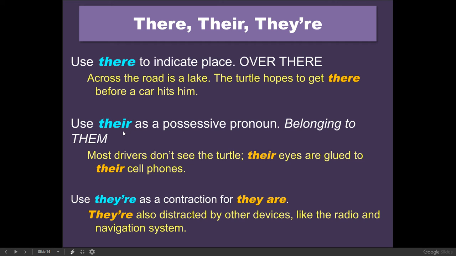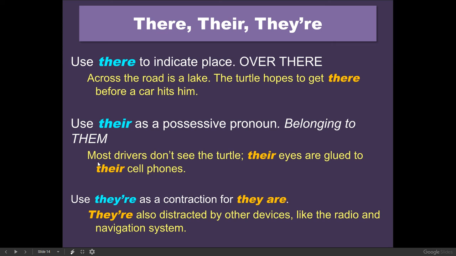I always look at the I as possession. It belongs to I, belongs to me, belongs to them. It's possession for a group. Most drivers don't see the turtle, their eyes. So eyes belongs to the group, are glued to their cell phones. Use their as they are. They are also distracted by other devices, like the radio and navigation system.